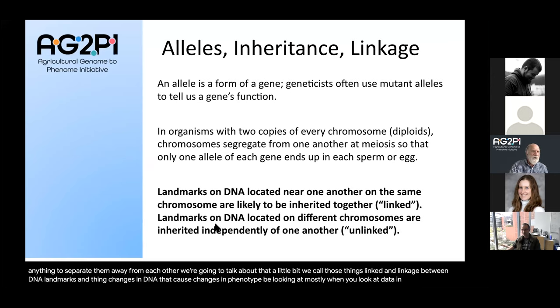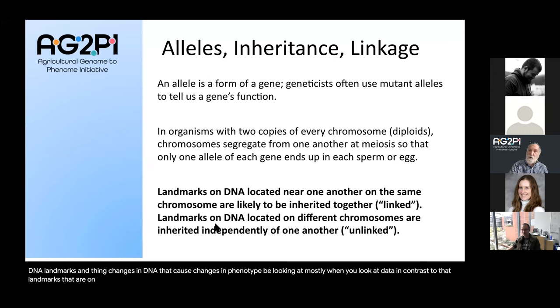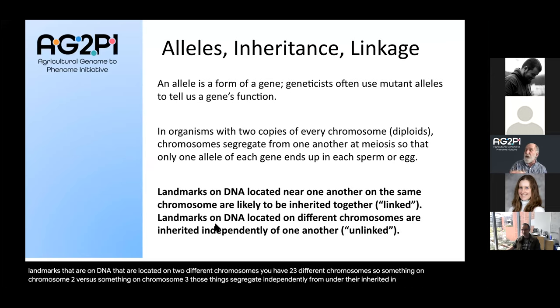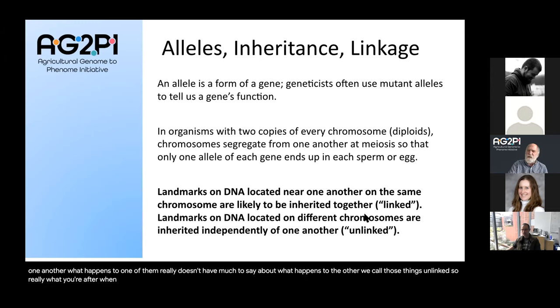In contrast to that, landmarks that are on DNA that are located on two different chromosomes, you have 23 different chromosomes. So something on chromosome 2 versus something on chromosome 3. Those things segregate independently from one another. They're inherited independently from one another. What happens to one of them really doesn't have much to say about what happens to the other. We call those things unlinked. So really what you're after when you look at data these days is to find linkage between things, usually because they're physically near one another on a chromosome.